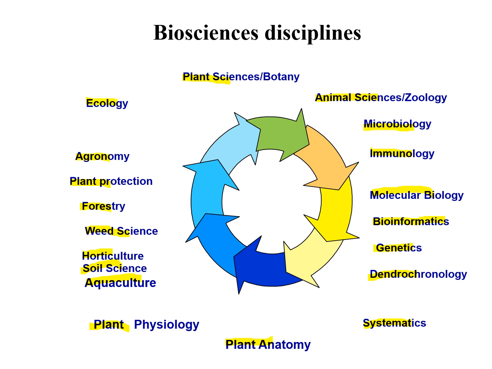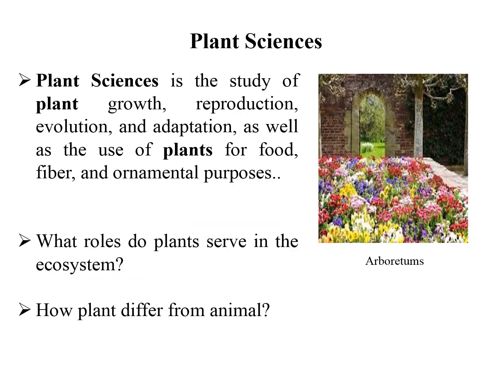Ecology is the study of how organisms interact with one another and with their physical environment. Plant sciences is a study of plant growth, reproduction, evolution, and adaptation, as well as the use of plants for food, fiber, and ornamental purposes, conserving plant species through plant collections and in the garden, and arboretum for future generation.